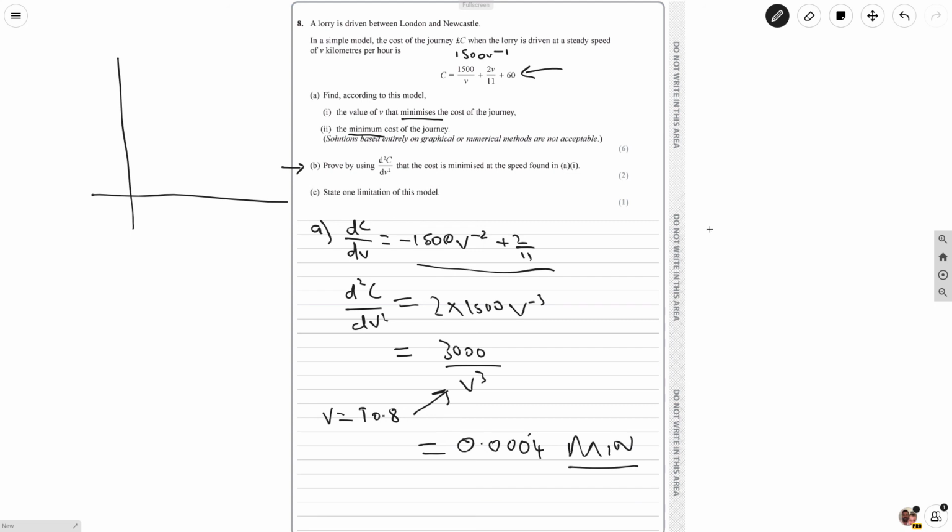And just briefly, part C then, it says state a limitation of the model. How are you going to instruct a lorry driver to drive at 90.8 kilometers an hour for the whole of a journey? It's impossible. It's as simple as that, really. Just say something like that. It's impossible for a lorry driver to drive at 90.8 kilometers an hour consistently. His speed's going to change. He's going to have to stop and start. He might have traffic jams, etc., etc.